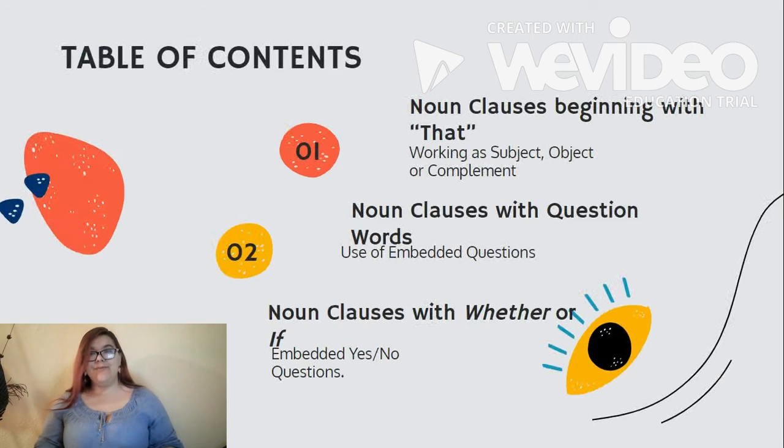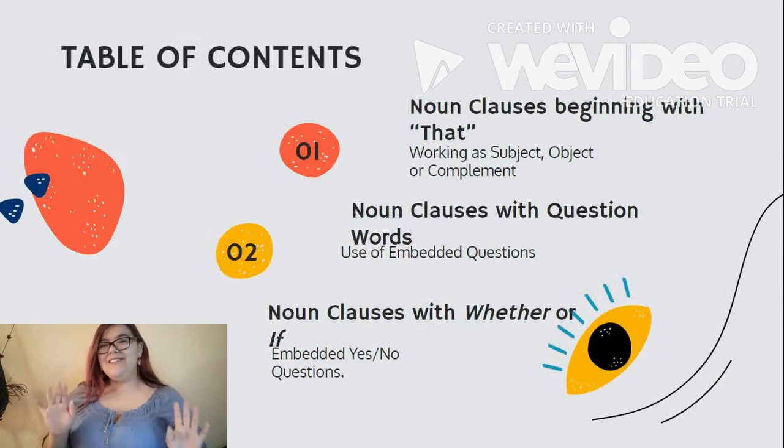Now, as you see in the table of contents, we have three contents. First, noun clauses beginning with that, and we're going to see them, as I told you, as a subject, as object, and complements. We also have noun clauses with question words, and we're going to see the use of embedded questions. And then we have noun clauses with whether or if, and we have the embedded yes/no questions. That's easy, you're going to get it.